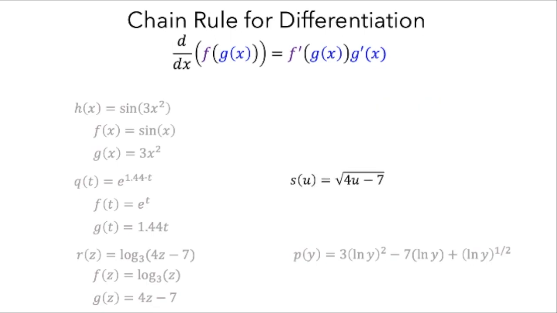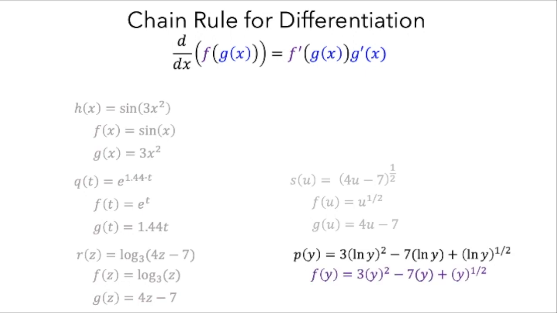For s of u, if you rewrite the square root as a 1/2 power, then you can use u to the 1/2 power as the outside function and 4u minus 7 as the argument. Finally, for p of y, you could compute the derivative of each term separately. Alternatively, you could use 3y squared minus 7y plus y to the half power as an outside function and natural log of y as the argument.